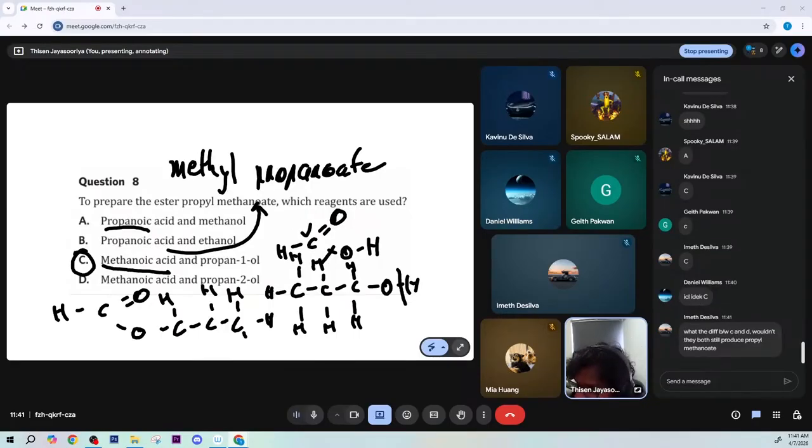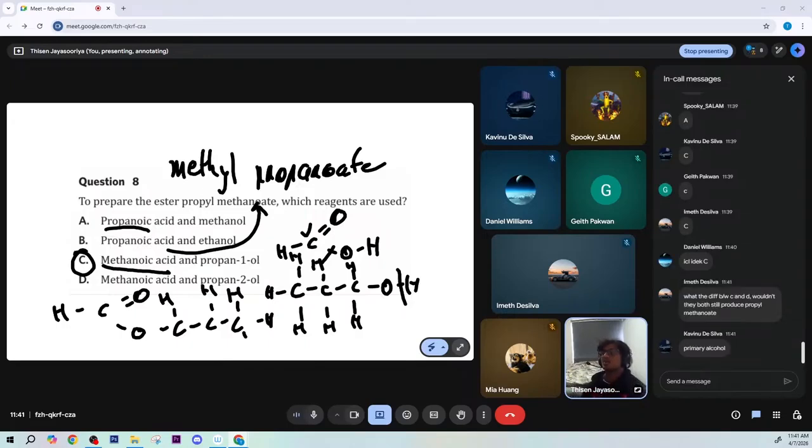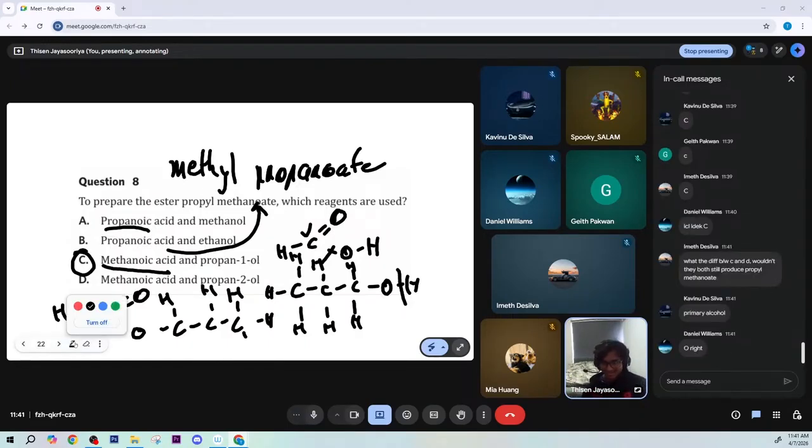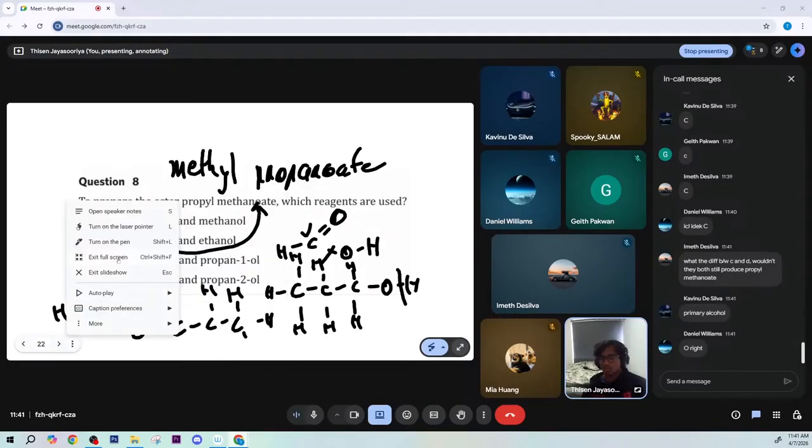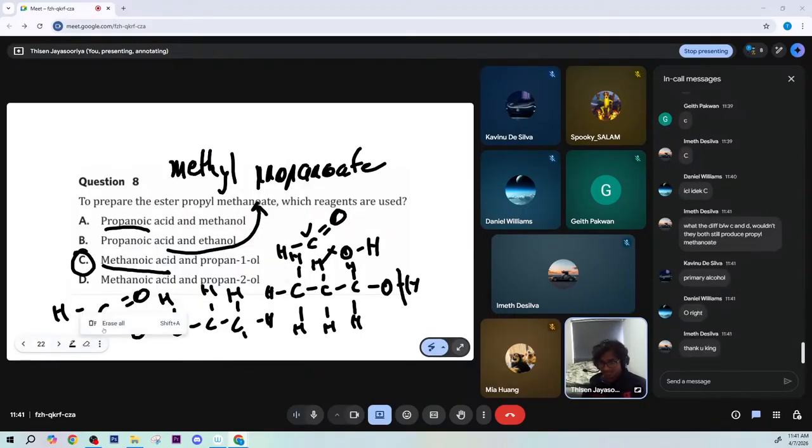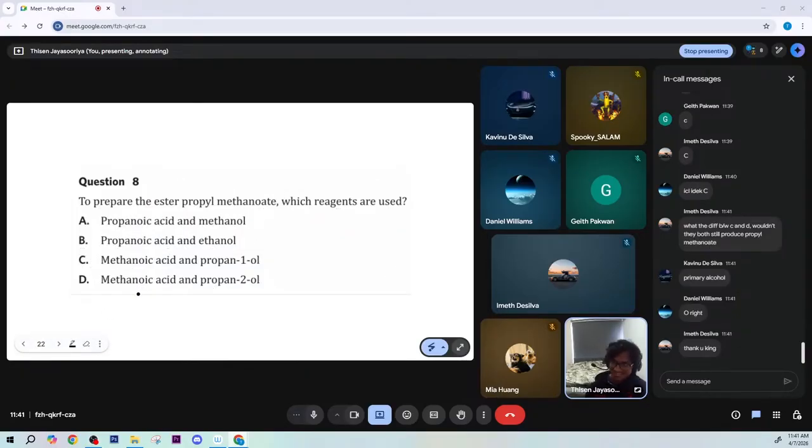What's the difference between C and D? One's a primary alcohol, one isn't. That's true, but we only deal with the production of primary esters. We don't deal with the production of branched ester chains. That's actually a thing on the VCE study design. We only deal with non-branched esters.